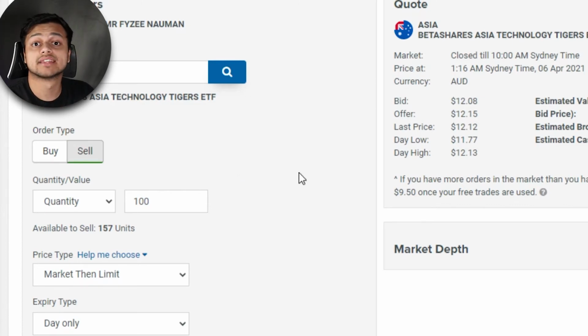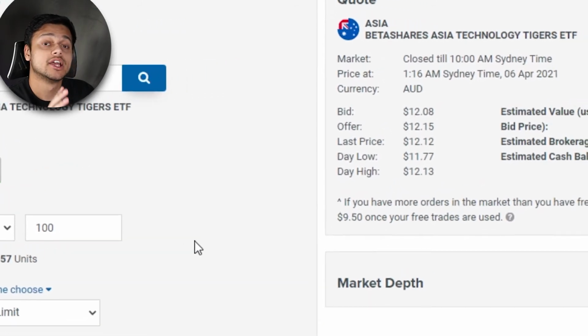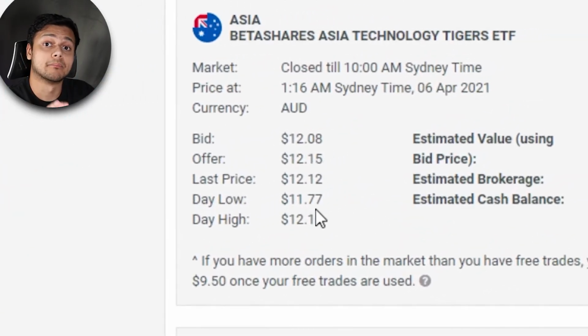Now, one important thing that I want to highlight is that if you wanted to sell your shares at the market price, you will not always sell them at the market price, which is $12.12 in this scenario. You will actually end up selling them at $12.08 because that's the highest that the buyers or bidders are willing to pay for it. Similarly, if you wanted to buy this share, you will end up buying it at $12.15, which is higher than the market price, and your trade might not necessarily be executed at the market price.